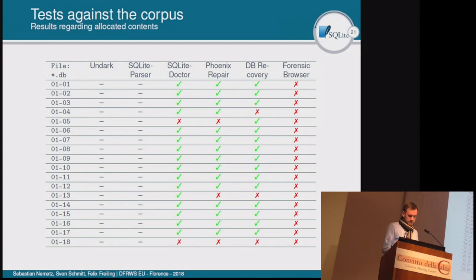And you see that with different categories, I will not go through the detailed results because they are just too many. But when we look at category one, you see that Forensic Browser maybe has some weaknesses there, while the other tools behave quite good. In the other categories, we have other tools that fail and tools that behave better.